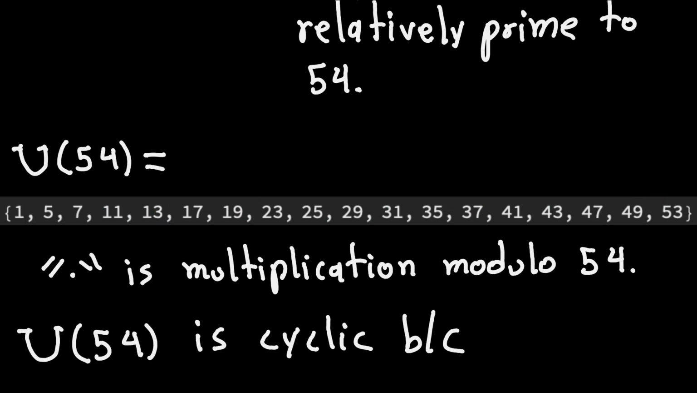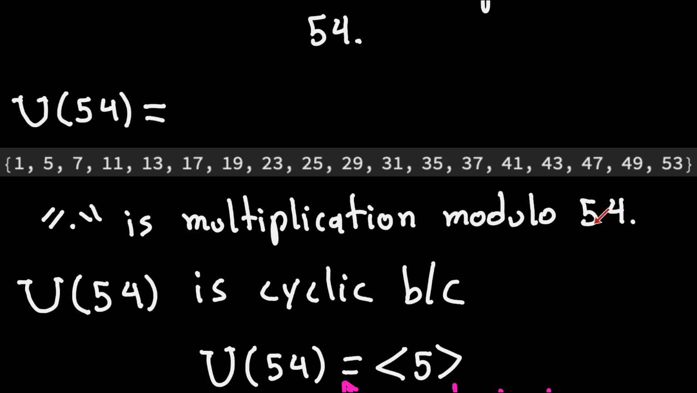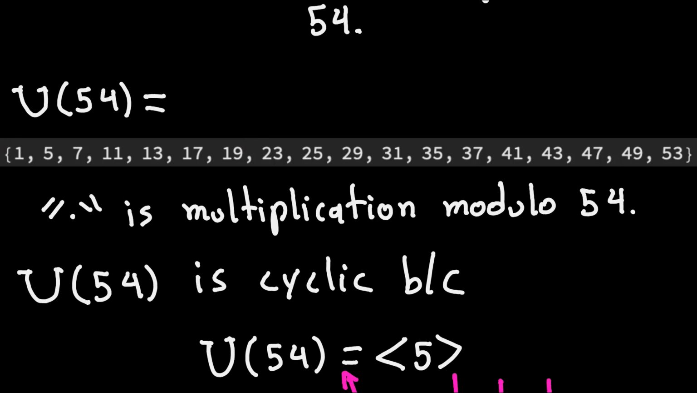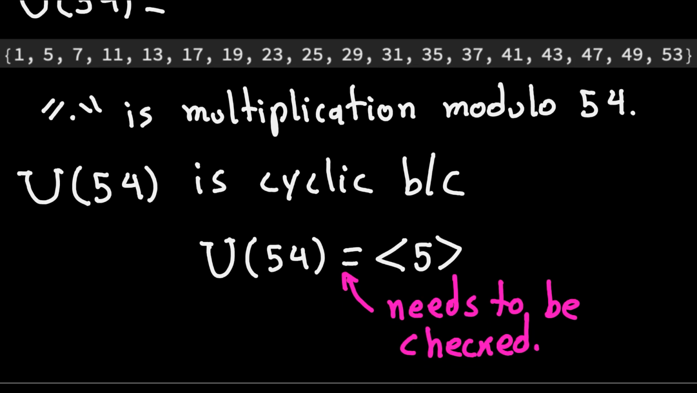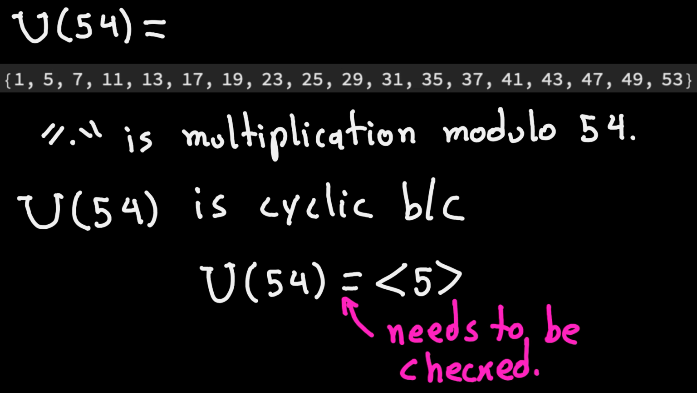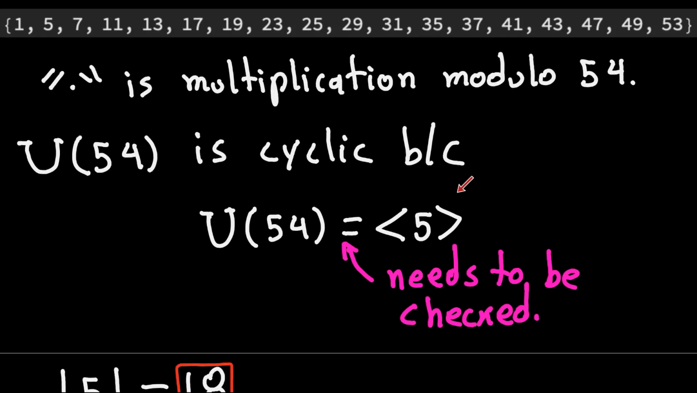Okay. Now, the binary operation for this group is multiplication modulo 54, and the identity for this group is, of course, 1. Now, we can check that this group is cyclic, and the way we check it is by finding one element whose powers give me all the elements of U54. In this case, 5 will have that property. Now, that's not the only one with that property. We just need to find one to check that this is cyclic.